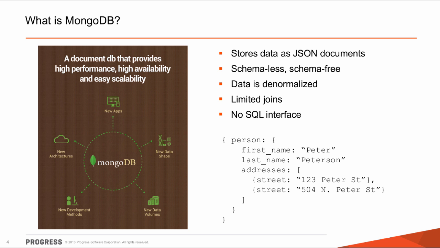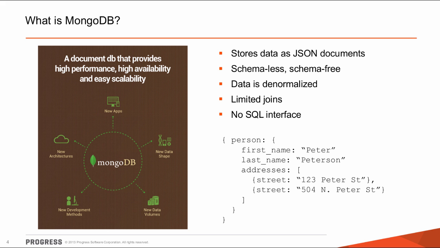And you see a little snippet of what a JSON document looks like at the lower right portion of this slide. Very self-describing, very potentially deep and complex and potentially very nested. MongoDB as a JSON document store is schema-less and schema-free.